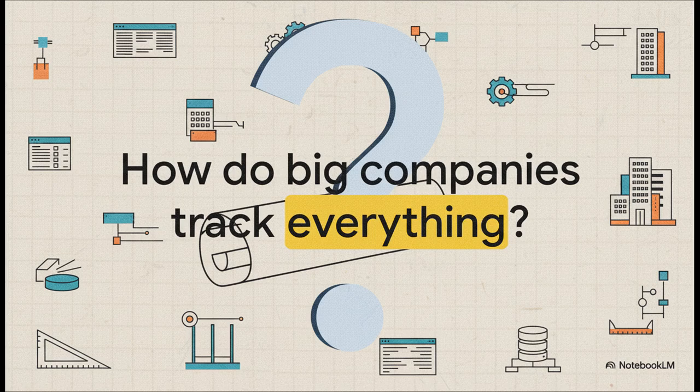I mean, just stop and think about a company like Amazon or Netflix for a second. They are juggling an insane amount of data every single day. Every click you make, every movie you watch, every item you add to your cart. How do they design a system that can track all of that in real time without just collapsing? That's the challenge we're talking about.